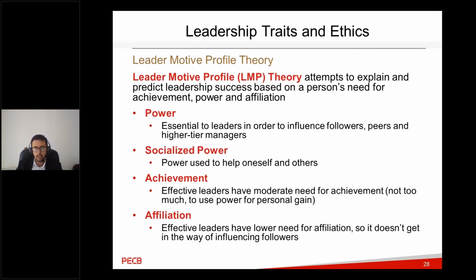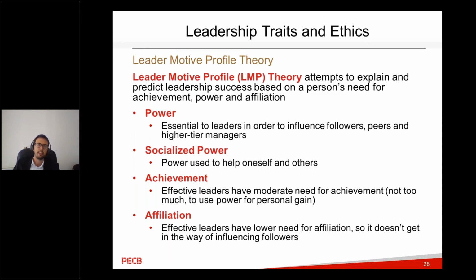So power can be used to help oneself, or it can be used to help others, or it can be used to help everybody at the same time. So if it is used for personal gain, it is called personalized power. But if it is used to help yourself and the others, it is called socialized power. So we tend to think that a leader should have power and should enjoy leading others, but they should express socialized power behavior rather than individualized or personalized power.